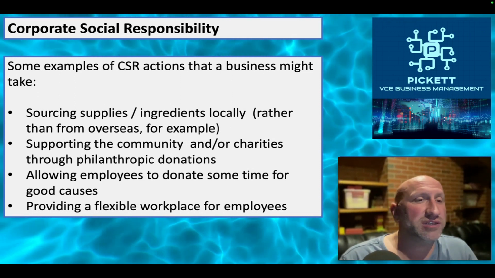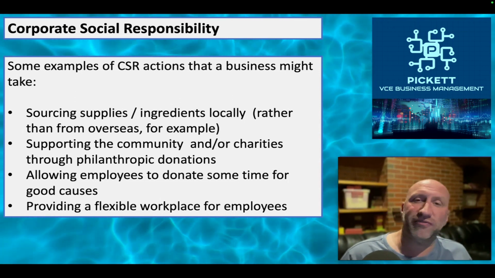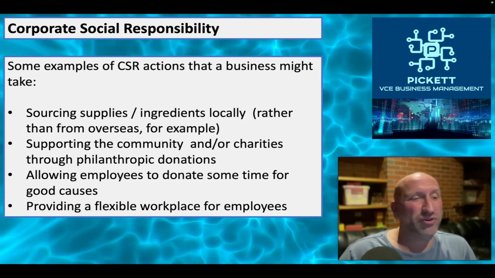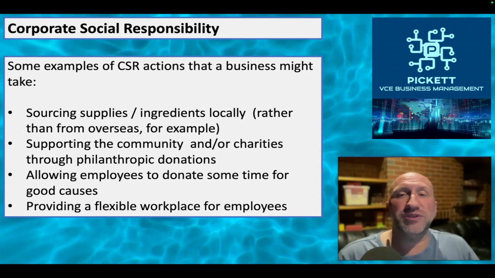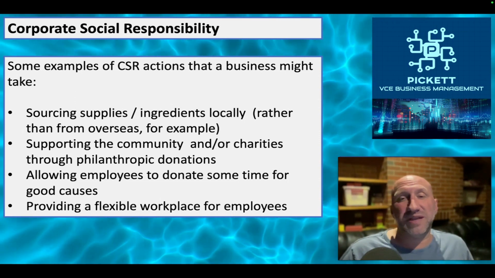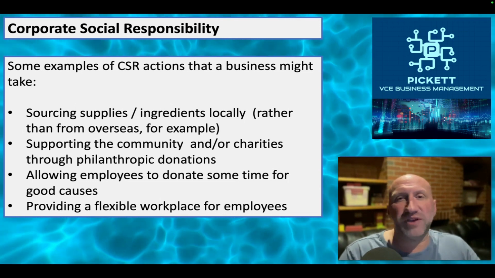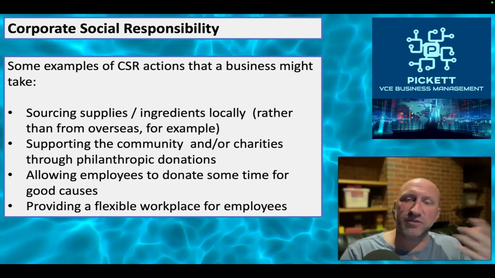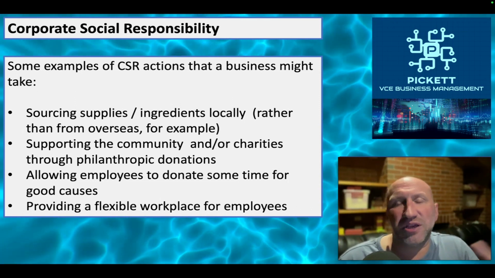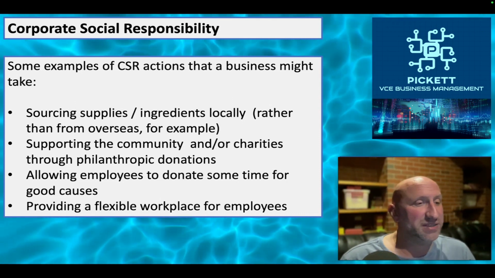Sourcing suppliers, ingredients locally as opposed to from overseas, supporting the community and or charities through philanthropic activities, sponsoring, again going back to sponsoring a local team, allowing employees to donate some time for good causes. That's actually increasing. So some big businesses now say to your employees, right, you have 1 day, 2 days, 5 days, whatever it might be, to not come into the office and work, but you can go out and work for a charity or a cause of your choice. Okay, that's becoming a bit more of a thing these days.